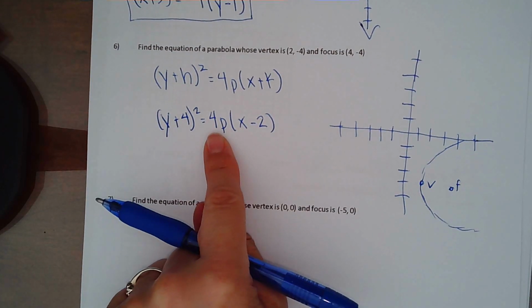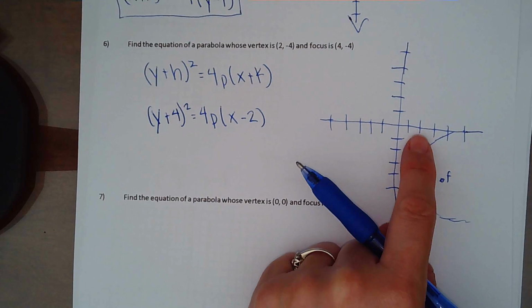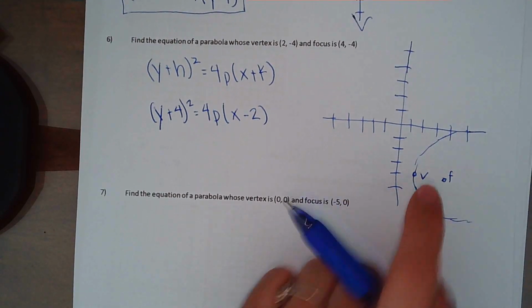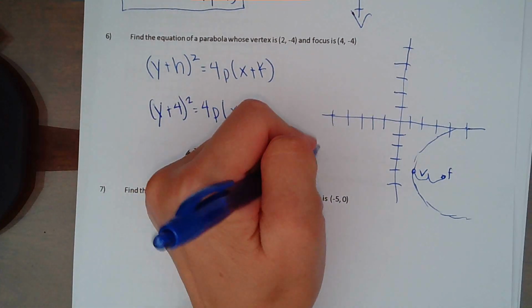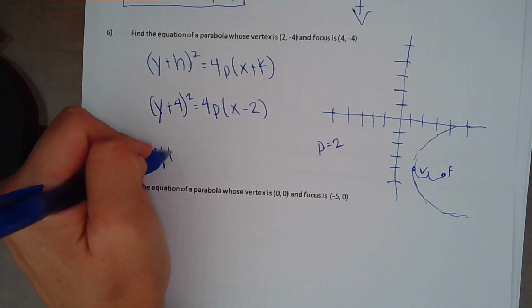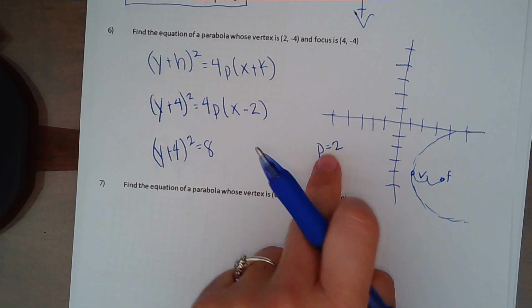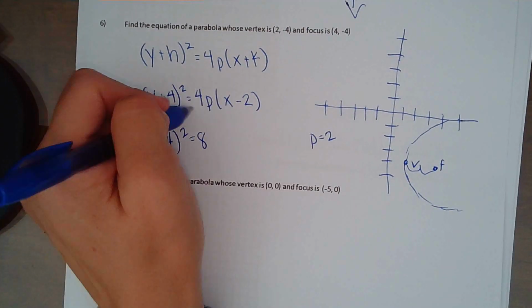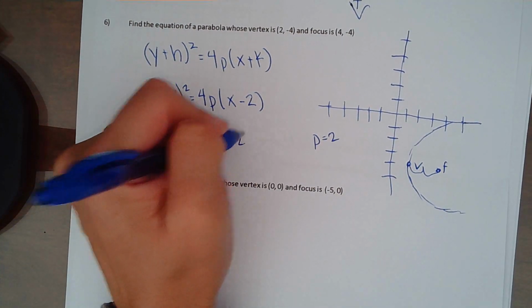Okay, so what we're going to do is we're going to see that the distance they are apart, the vertex and the focus, is 2. So we're going to plug that 2 in. So we know that p equals 2. We're going to plug that in right here. So we have y plus 4 squared equals 8, right? 4 times 2 is 8. And then x minus 2.